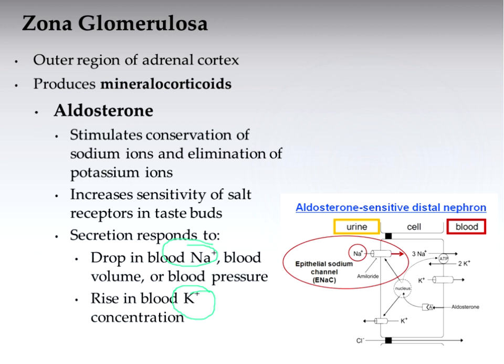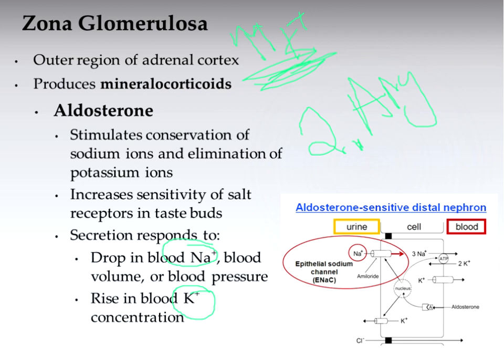Right? Now, one of the main stimuli for the zona glomerulosa is going to be your blood calcium levels. And if I have too high blood potassium levels, the K, that is going to be one of the triggers for the cells in the zona glomerulosa to make more aldosterone. And in doing so, aldosterone helps our body get rid of excess potassium, excess K ions.